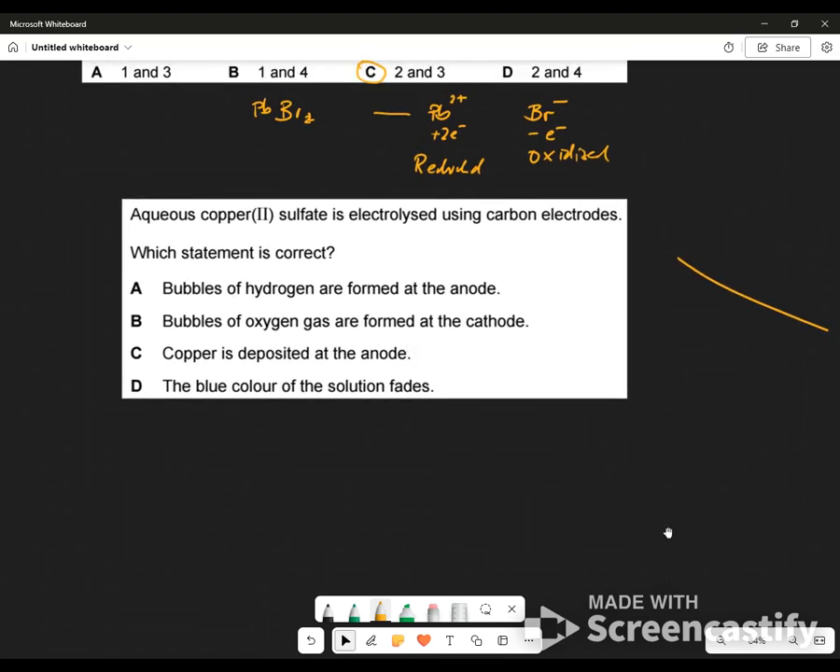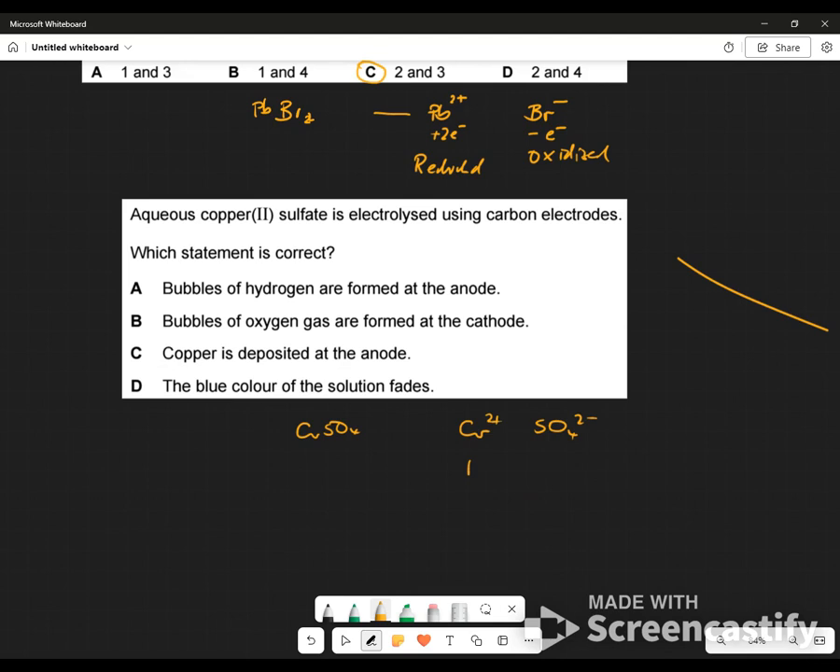Okay. Aqueous copper sulfate is electrolyzed using carbon electrodes. Which statement is correct? Now, this is one of the odd ones when we have electrolysis of, what are we doing? Copper sulfate. So here we're electrolyzing copper sulfate. Now, what's in copper sulfate? Copper ions and sulfate ions. They're the 2 ions in copper sulfate.